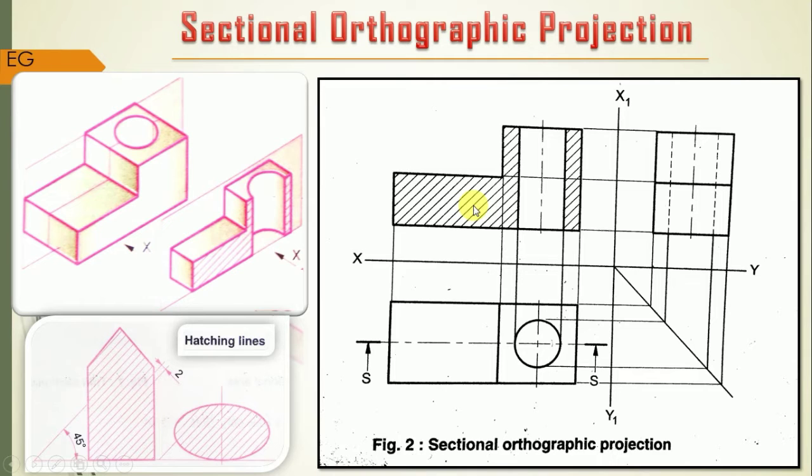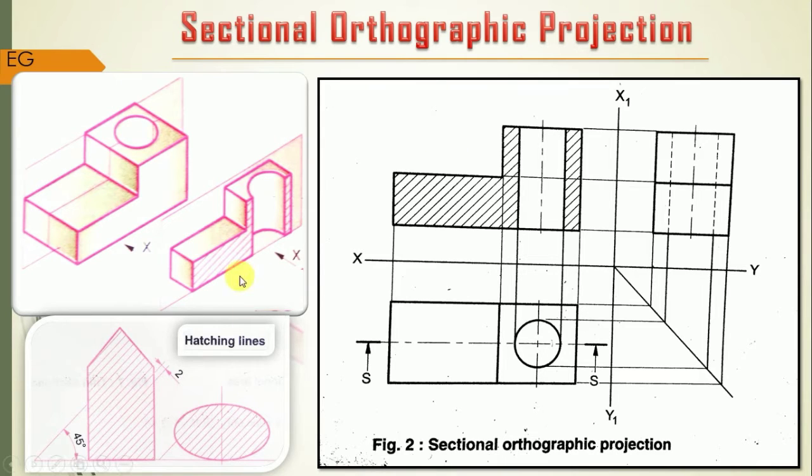Do remember that. There is one more interesting point regarding sectional orthographic projection, where we have to show the hatching line. That is the important thing. Every time, as you cut your object by means of the imaginary cutting plane, where that cutting plane touches the object, that portion you have to show by means of hatching lines.